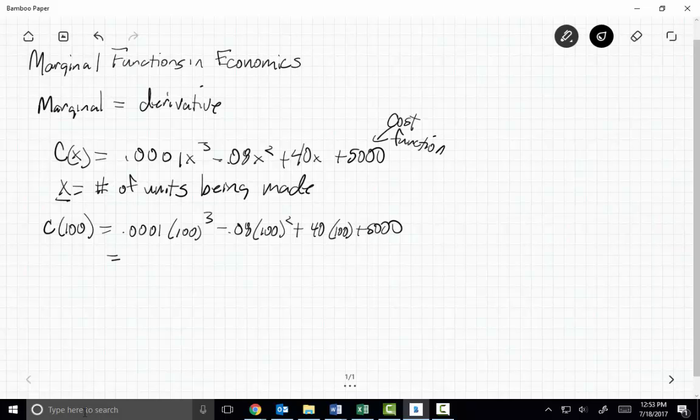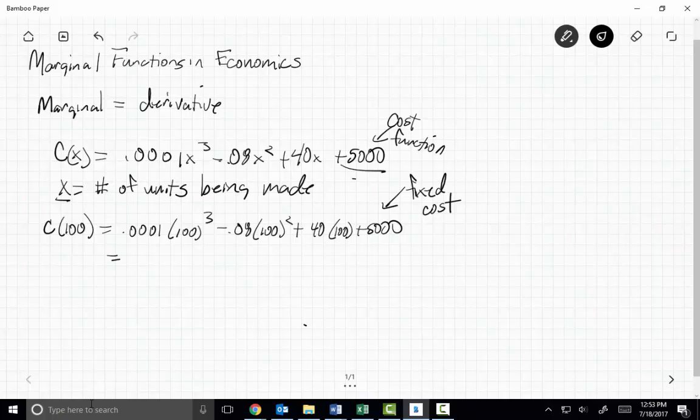I don't have my calculator out. You know what? We don't need to do that. You can crank that through if you need to. But let's look at this for a sec. What do you think that 5,000 would represent? Well, notice that it never changes, irrespective of if I make 0 units or if I make 40 billion units. This would represent my fixed cost. This would be my overhead. You're going to have to pay that regardless. That's rent, that's lights, utilities, et cetera.